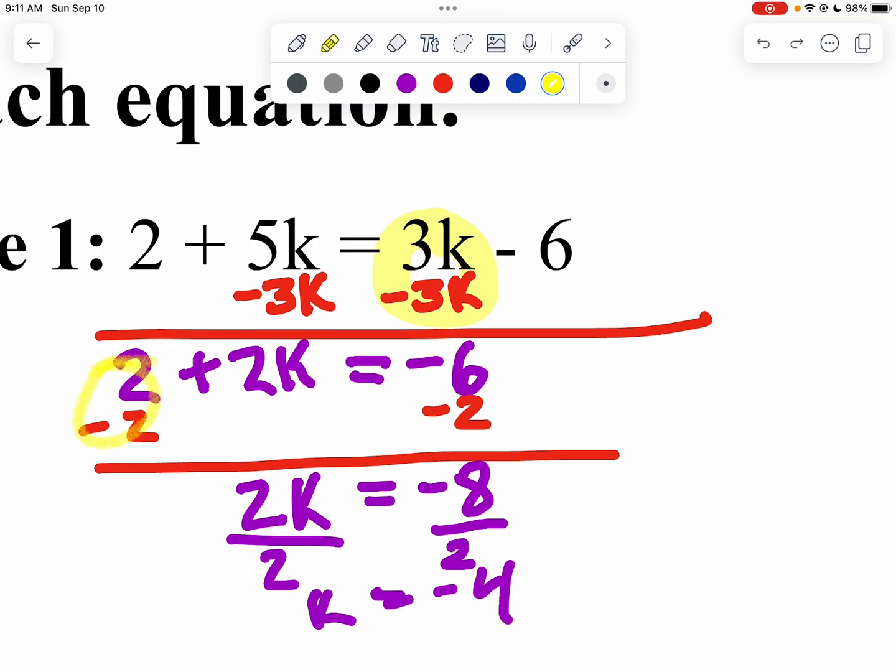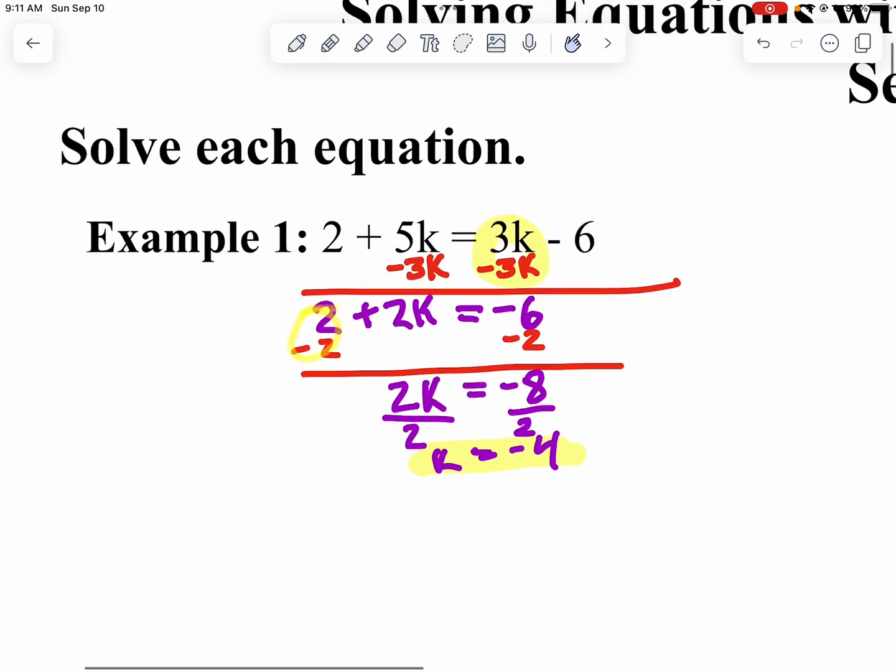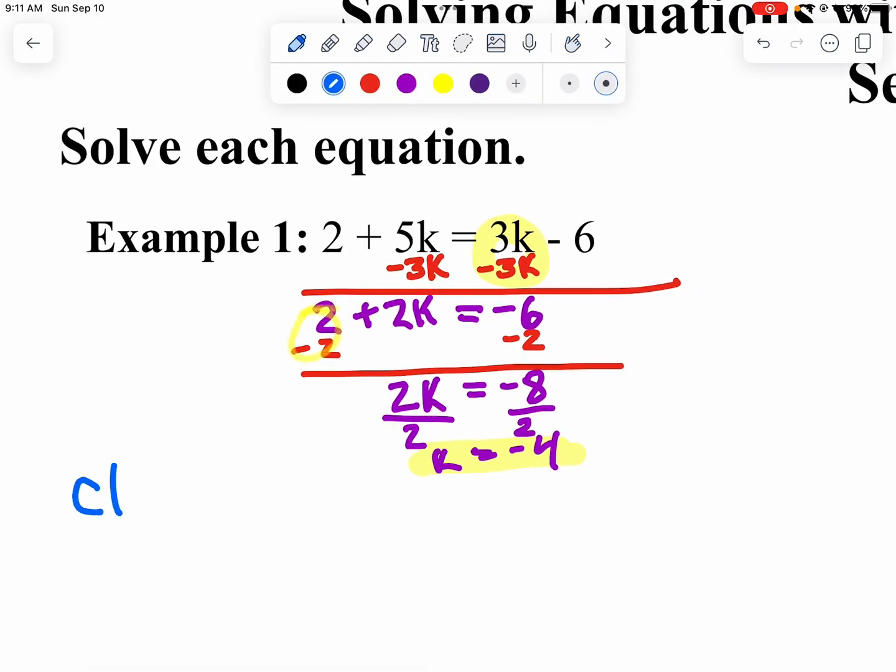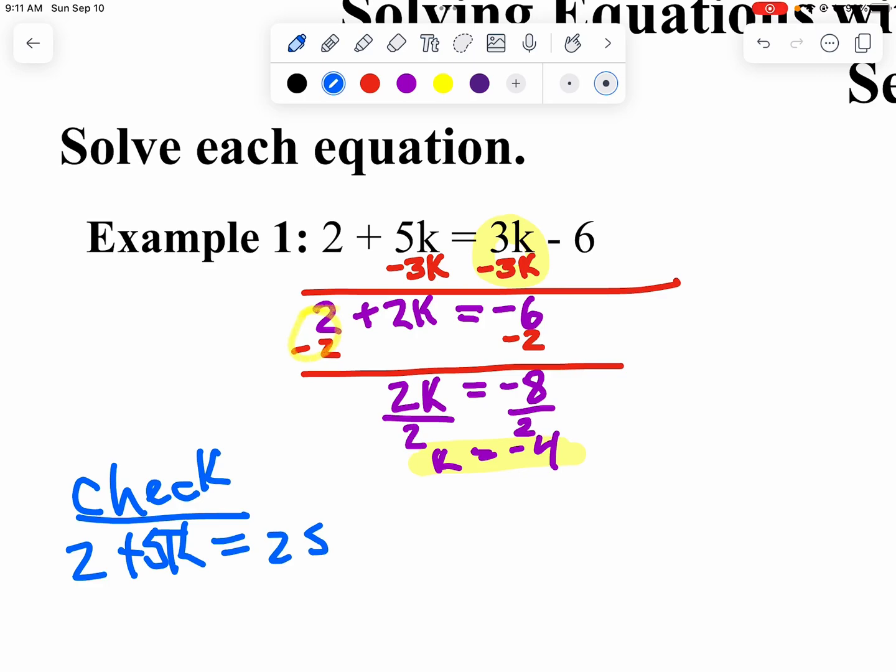I want the highlighter there. Sorry about that. Now, you can check this to see if you're doing it right. So here's my check to see if I'm doing it right. I'm going to look at my left side, which is 2 plus 5k, which is 2 plus 5 times negative 4, which is negative 18. Because 5 times negative 4 is negative 20, plus 2 is negative 18.